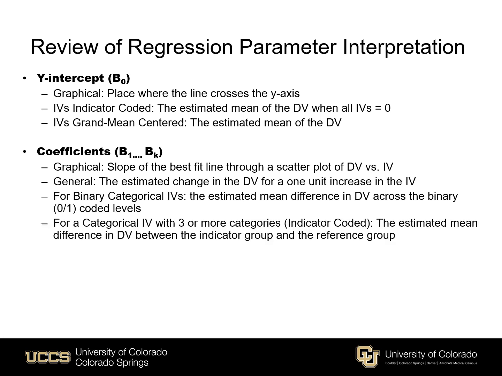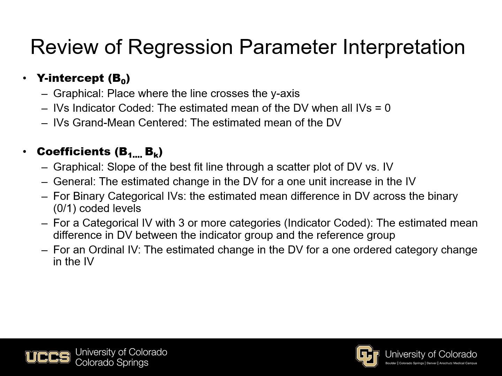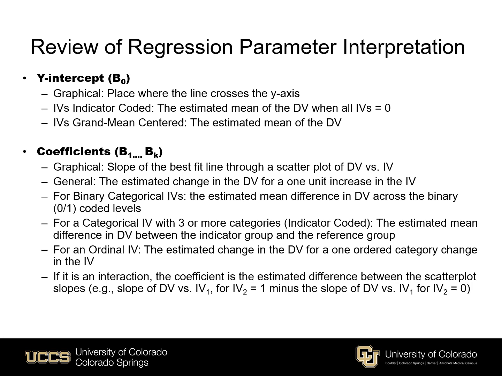And if we have a categorical variable with 3 or more categories that's been indicator coded, then our coefficients give us the estimated mean difference in the dependent variable between the indicator group and the reference group. And for an ordinal independent variable, the coefficient is interpreted as the estimated change in the dependent variable for a 1 ordered category change in the independent variable. And if the coefficient is representing an interaction effect, it's interpreted as the estimated difference between the scatter plot slopes.